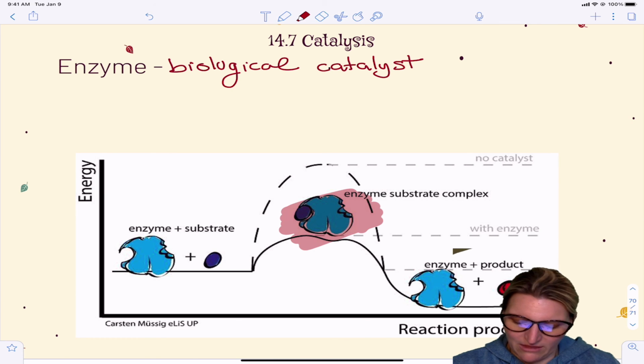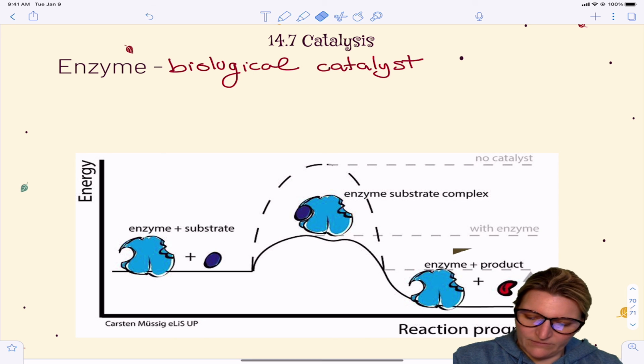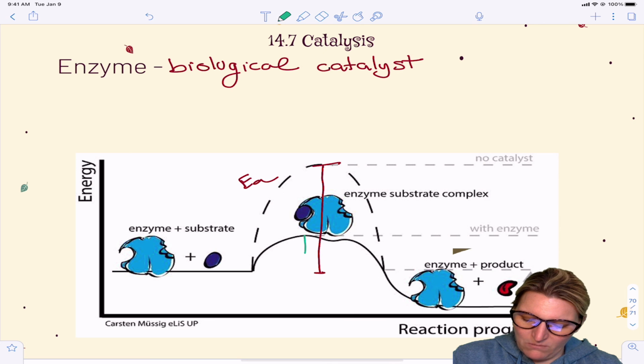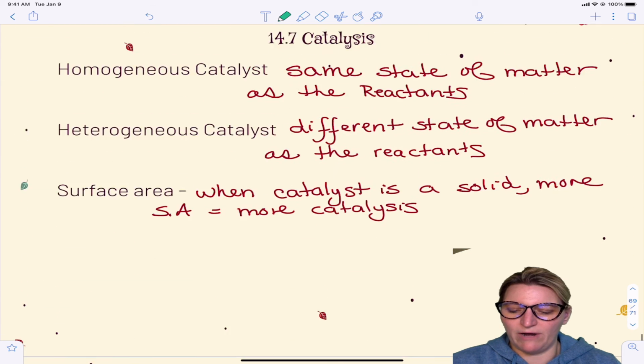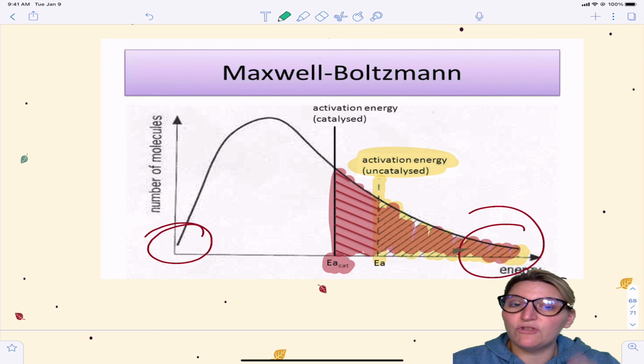You can see in this diagram that the uncatalyzed reaction has an activation energy here, and the catalyzed reaction has a much lower activation energy. Since it has a much lower activation energy, you get this distribution being set up where, with lower activation energy, more molecules have enough energy to overcome it. Therefore, the reaction happens quicker.